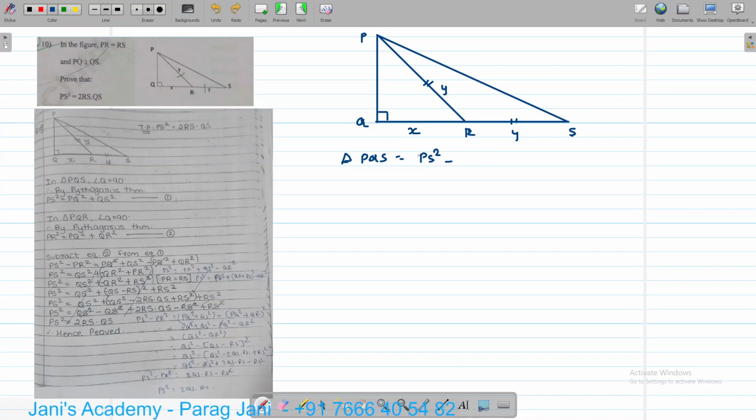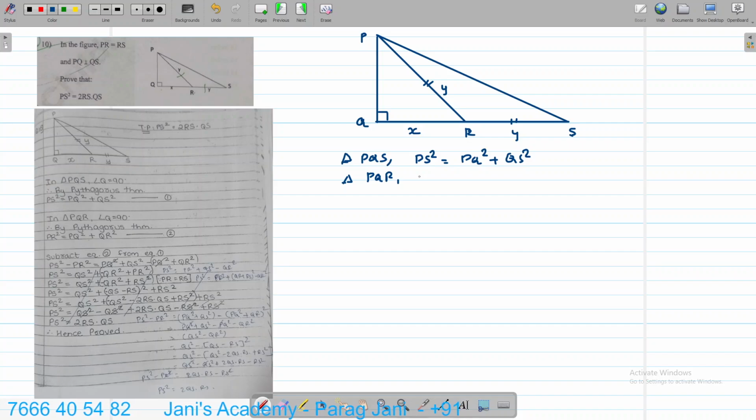What, QS square? You can say PQ square, PS square. In triangle PQS, PS square is equal to PQ square plus QS square. Then take another, smaller triangle, PQR. In PQR, PR square is equal to PQ square plus QR square.